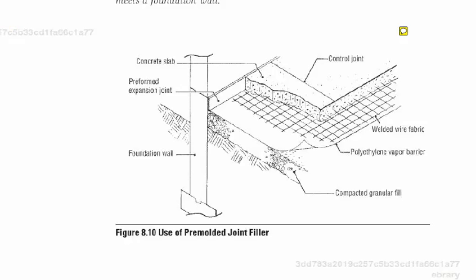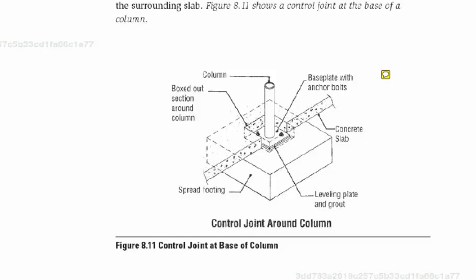There is a cost not only for the pre-molded joint filler, some type of fiberboard, but there's also a cost for your laborers to put it in. So you have to account for that. Similarly, you need to put control joints in, and there are a number of ways you can put control joints in, but again, they control cracking.